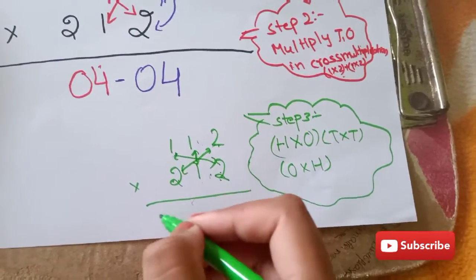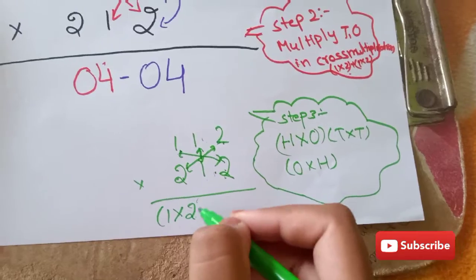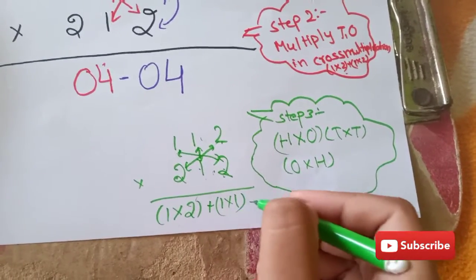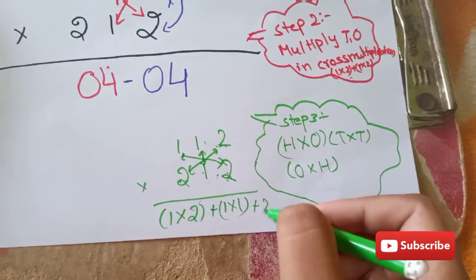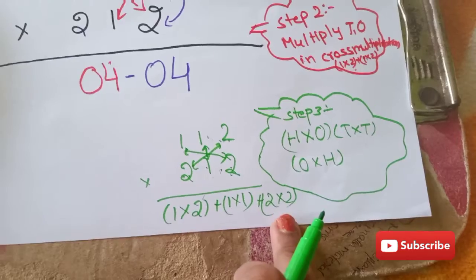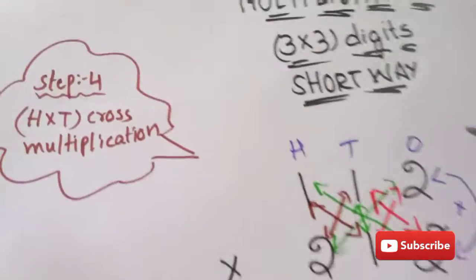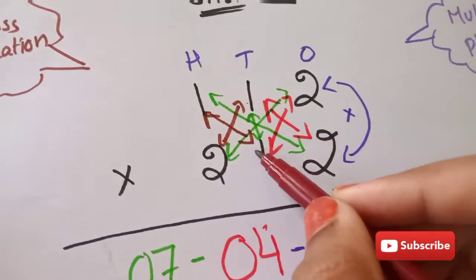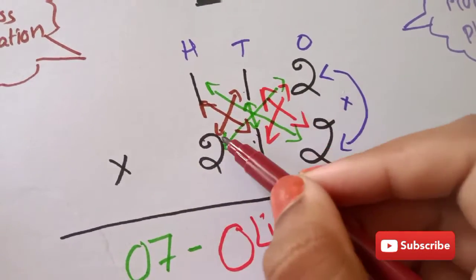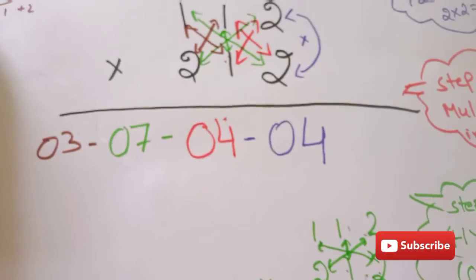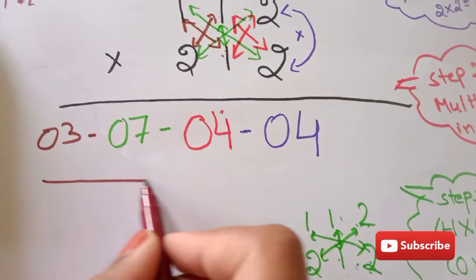As it gives you a scrambled answer, that's why I'm writing it on another side. 1 into 2 plus 1 into 1 plus 2 into 2. The answer is 7. Now let's see step 4. Step 4, we have to take cross multiplication of hundreds place into tens place. So the answer is 3.